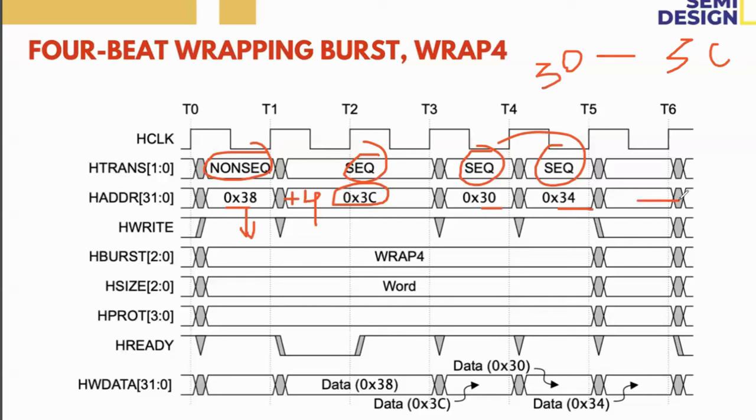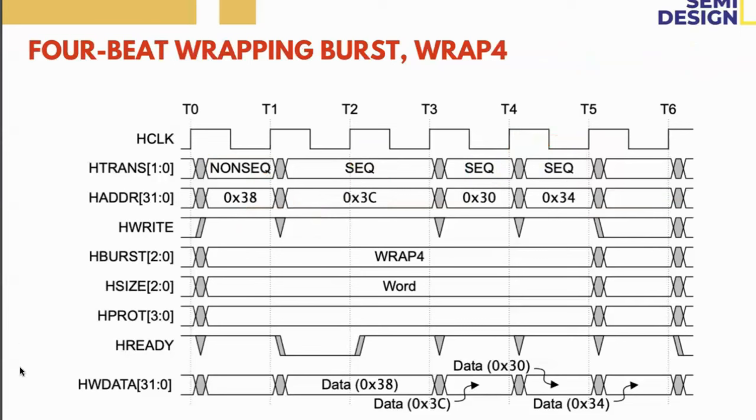Increment burst. Ma'am, after 3C, it should be 40, right? Why is it 30? Because we are not crossing the address range. Within the range only we are taking. Up to 3C is our address range. From 30 to 3C is the address range, but we have started with non-sequential 38, so it rounds. If you start with the non-sequential 34, then next will be 38, 3C, again 30. Here it is getting 30 after 3C.